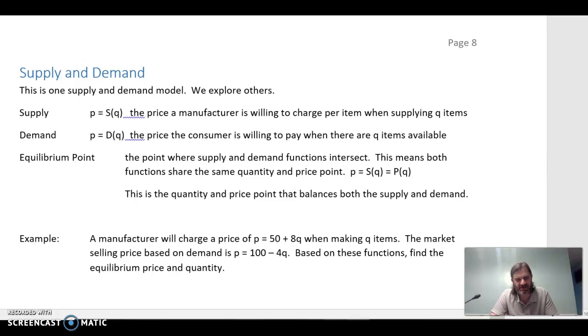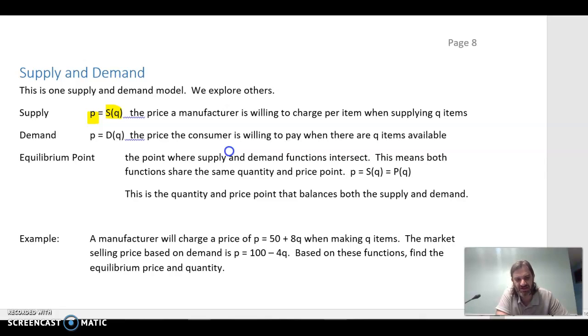Here we will introduce a couple of business or economics concepts that we'll use throughout the semester. Supply and demand. There's a couple different ways to write this. Sometimes it's based off of quantity, sometimes it's based off of price, but the two interact with each other in the way I've got mine set up. Supply is going to be a function of quantity, so we're talking about the price for a certain quantity. So supply, that's the price the manufacturer is willing to charge per item when supplying Q items.